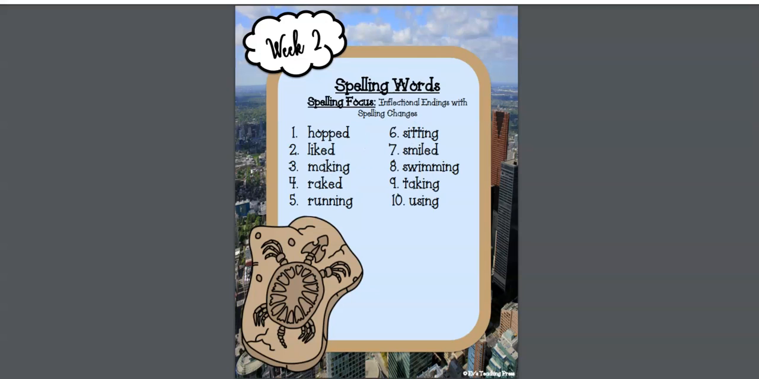And our spelling words. Our focus for this week is inflectional endings with spelling changes. So the root word of our first word would be hop. The spelling word is hopped. Then we have liked. The root word is like. Making. The root word is make. Raked. Root word is rake. Running. And the root word is run. Sitting, the root word. Very good. Sit. Smiled, the root word is smile. Swimming, the root word is swim. Taking, the root word is take. And using, the root word is use.